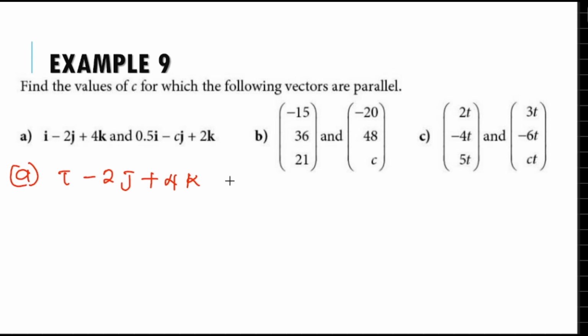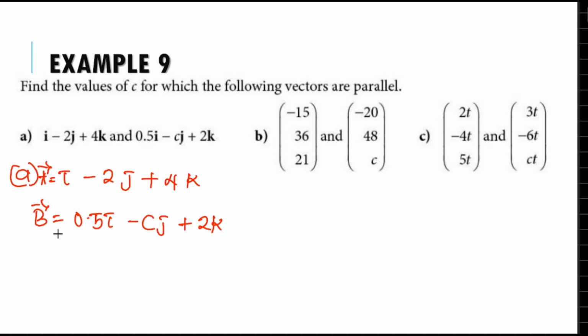Okay, they are parallel, right? And then we have, let's say this is A and this is B, 0.5i minus cj plus 2k. So to find parallelity, we just find a way of writing either the first vector as a scalar multiple of the second one, or the second one as a scalar multiple of the first one. So let's see what we can do.